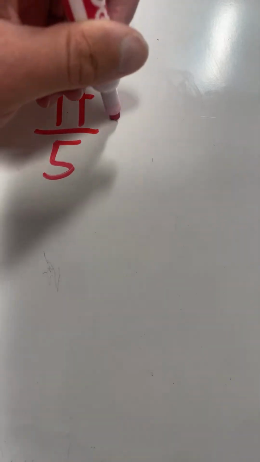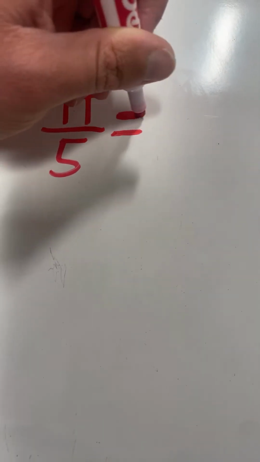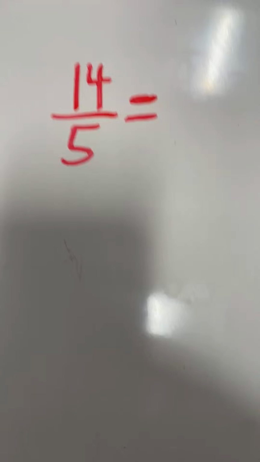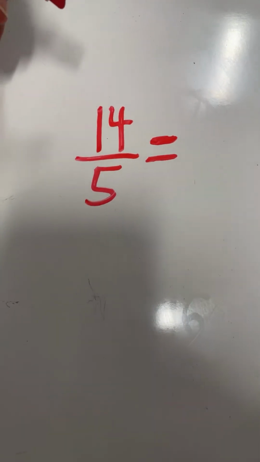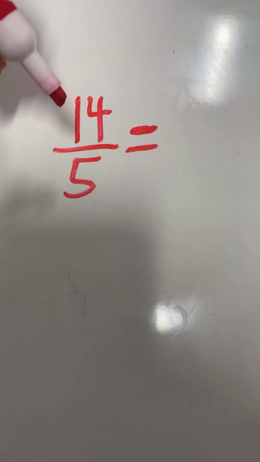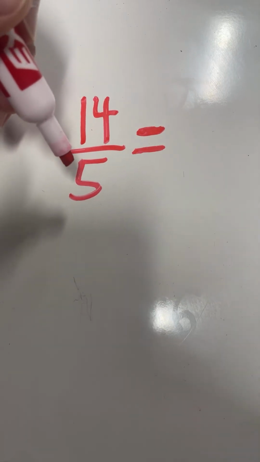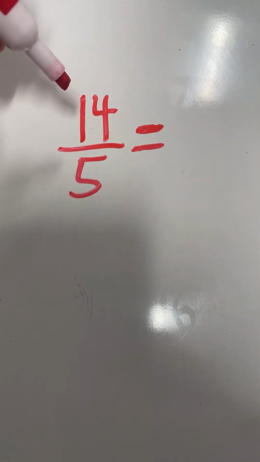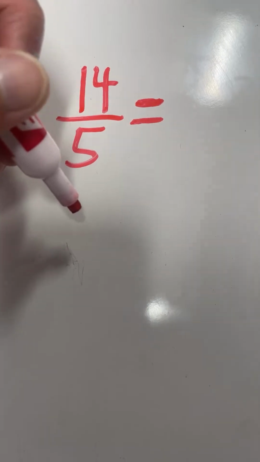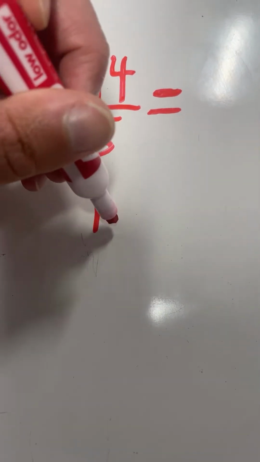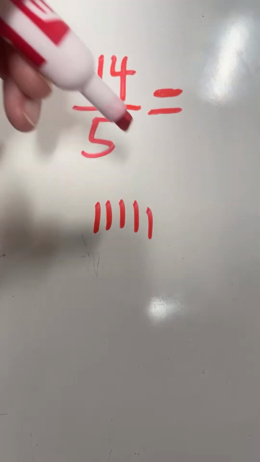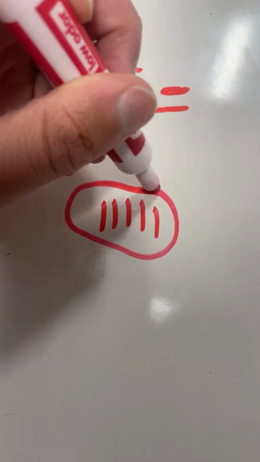All right, 14/5. So we have to figure out how many times the denominator goes into the numerator. So we have to figure out how many groups of 5 go into 14. So I'm going to make groups of 5. 1, 2, 3, 4, 5. That's one group of 5.